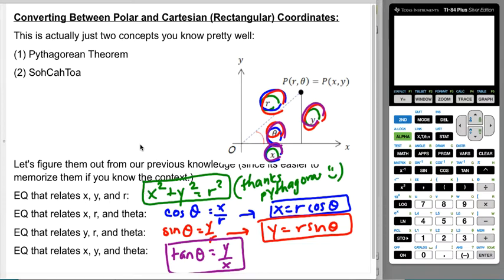I don't have any of these memorized. I understand that this is how they work. I know this is basic algebra and basic geometry, and so then I just kind of figure it out as I need to. But you obviously need to figure out what works for you in terms of what you have memorized.